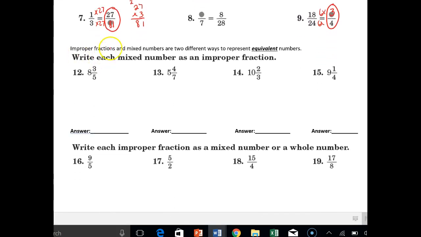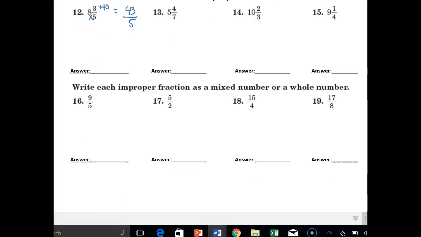All right, improper fractions and mixed numbers are two different ways to represent equivalent fractions. I want you to write each mixed number as an improper fraction. This is a mixed number. When you have a whole number like 8 and a fraction like 3/5, that's a mixed number. So how do we change them into improper fractions? Very simple, it's a couple easy steps. First, you do the whole number times the denominator. So 8 times 5 is 40, and then you add 3. So 8 times 5 is 40, plus 3 gives you your answer of 43 over 5, and then put it on the answer line.